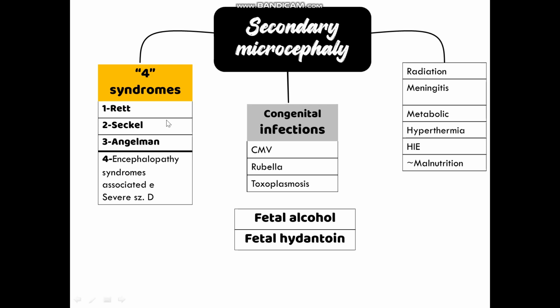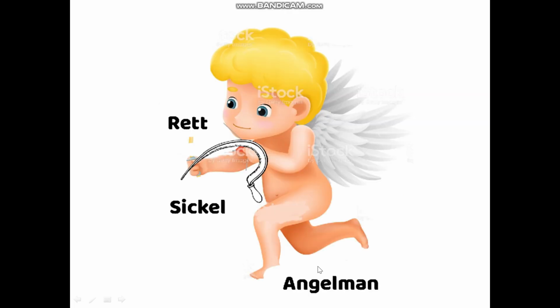The specific syndromes associated with secondary microcephaly are Rett, Sickle, and Angelman syndromes, in addition to encephalopathy syndromes associated with severe seizure disorders. There are some congenital infections, which are cytomegalovirus, rubella, and toxoplasmosis. There are some miscellaneous causes like radiation, meningitis, metabolic causes, hyperthermia, HIE, and malnutrition, in addition to fetal alcohol and fetal hydantoin syndromes.